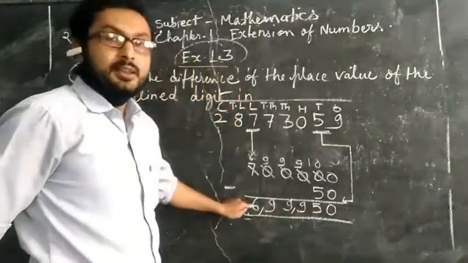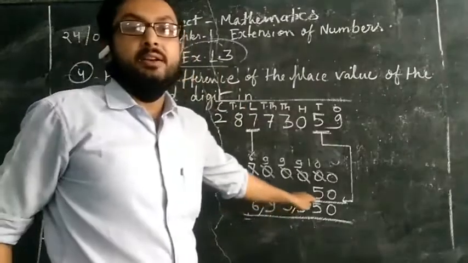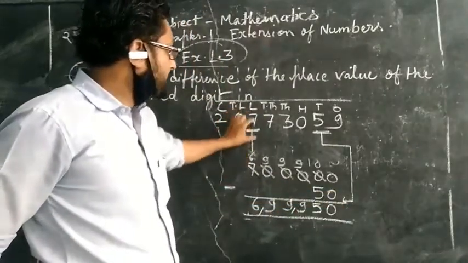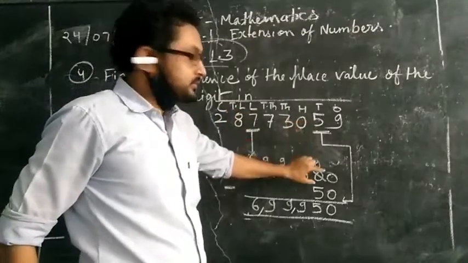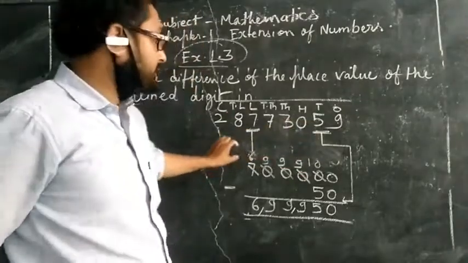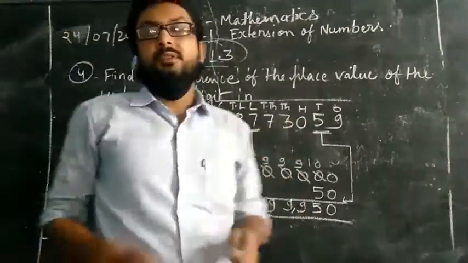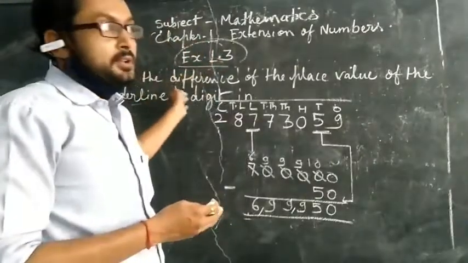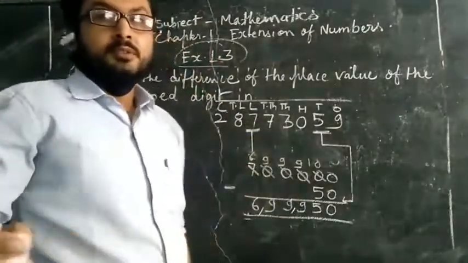6,99,950 is the difference. So we can see that we have to write the place value of the given underlined digits and then subtract them. In this way we can find the sum and difference of the place values of a given number. Thank you.